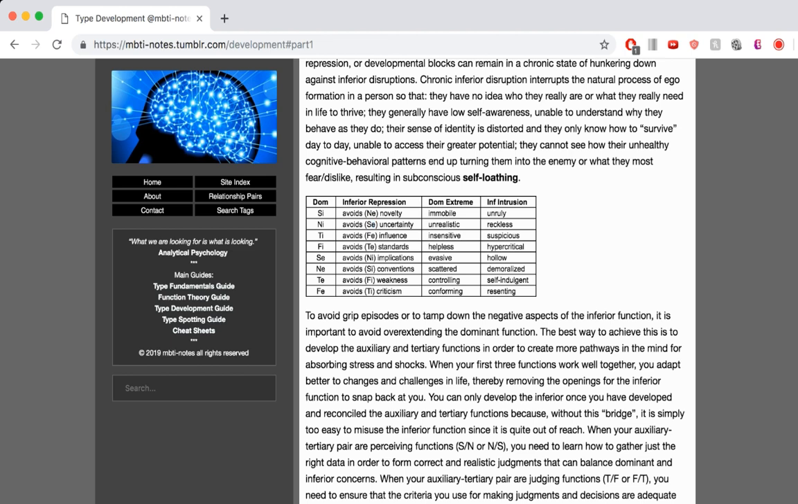Okay, so this is a table that shows you what happens if you have this dominant function and this inferior function and you repress it. Like you use your dominant too much. Like for me as a TI, oh, it's right here.